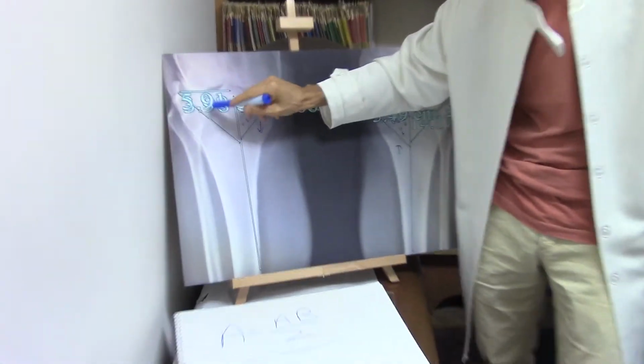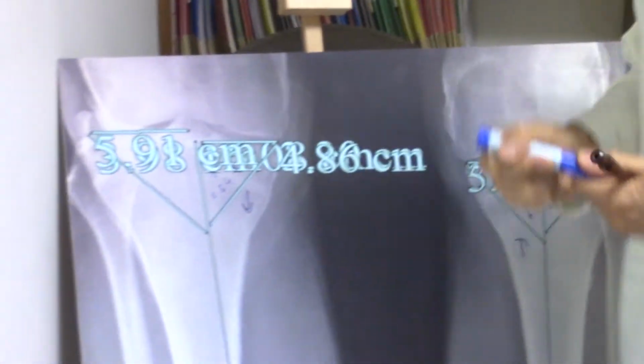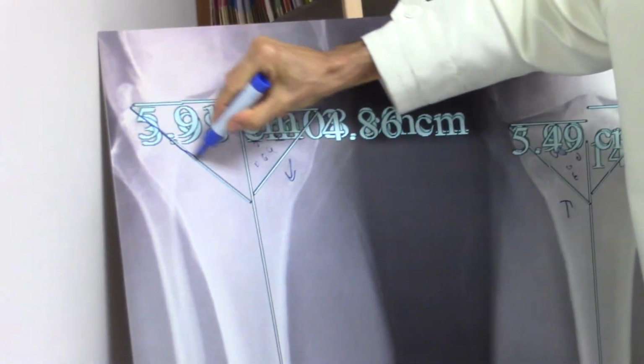It's not by accident that the medial and the lateral plateau are kind of shaped like a pyramid shape, just like what you see here.